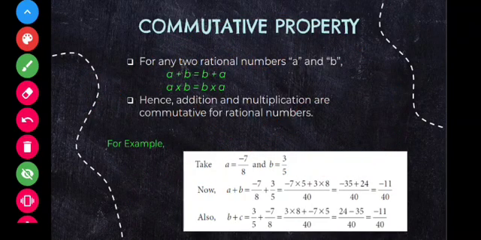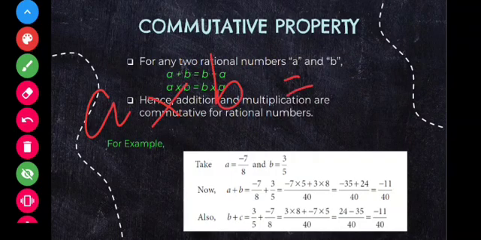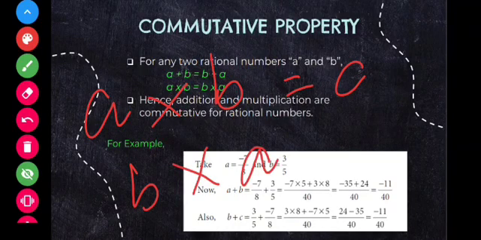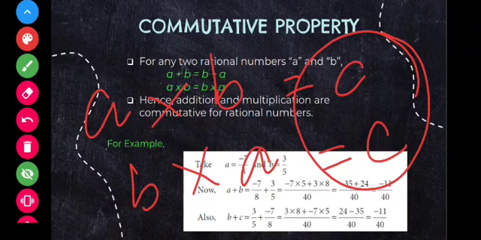So for any two rational numbers a and b, a plus b should be equal to b plus a. Same goes for multiplication also. You multiply a and b, you get an answer c, and then again you multiply b and a, you should get c. These two answers should be equal. If you do the operation in the reverse form also, they should be equal.